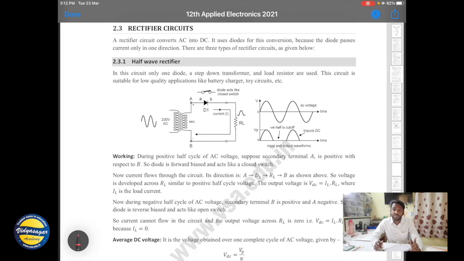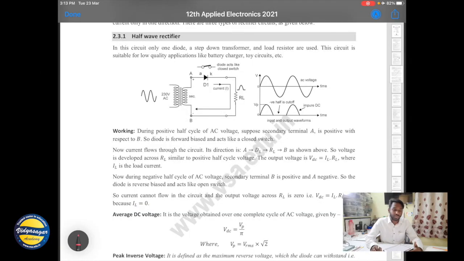So the half wave rectifier is a one diode circuit. It consists of a transformer, a diode and a load resistor. Now the load resistor can be anything, even your phone's battery, and it can simply be an LED as well.